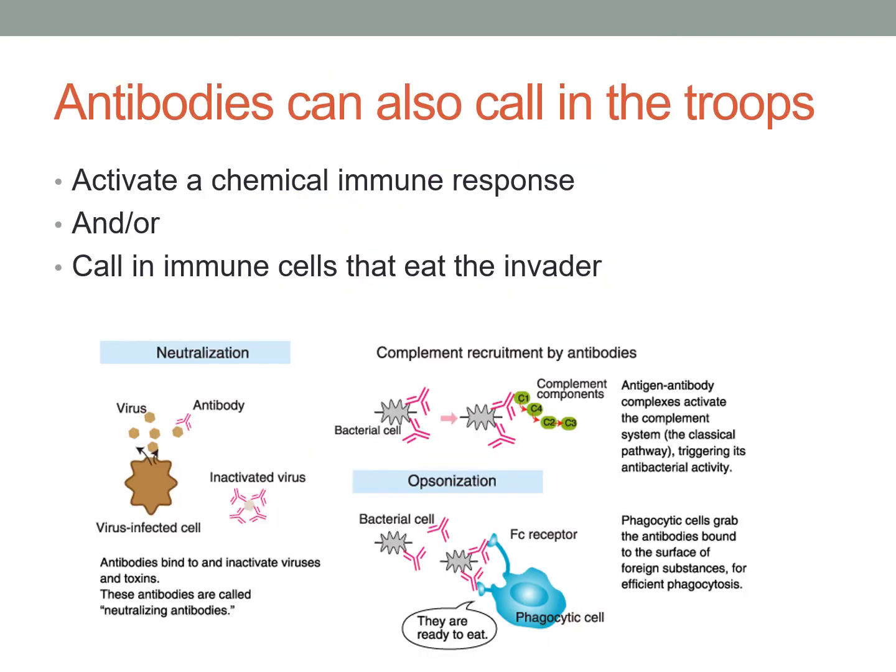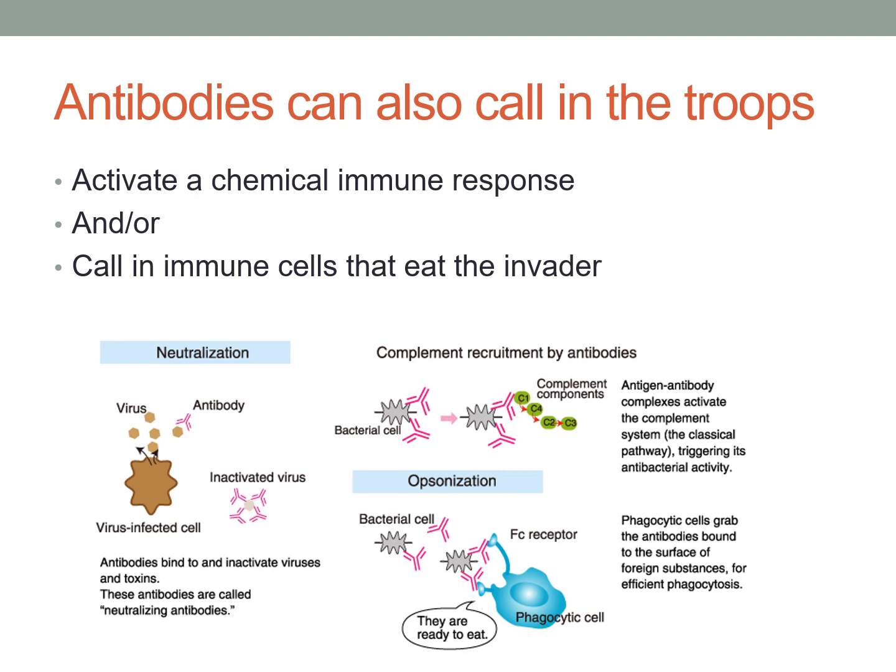So antibodies can do that neutralizing thing where they basically surround you and attach to all your antigens and make the virus or other cell unable to do its thing. Or they can do two other things. They can activate a chemical immune response, which is shown here. You don't need to know the details.